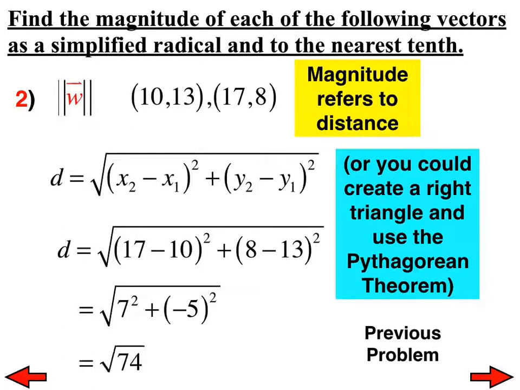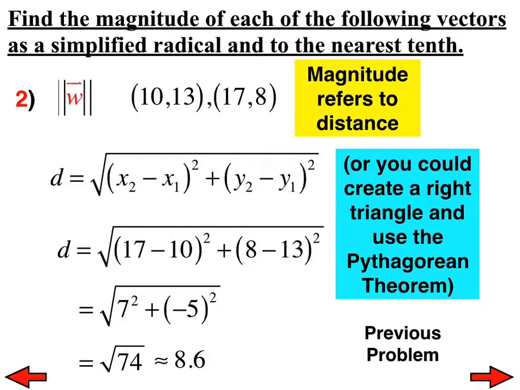And I end up with the square root of 74. And by the way, the largest perfect square that goes into 74 is 1, because the prime factorization of 74 is 2 times 37, which are both prime numbers. So that is a simplified radical. And then to the nearest tenth, the magnitude of vector w is 8.6.